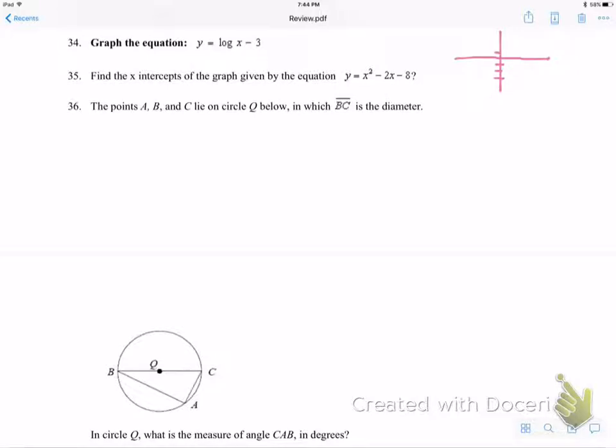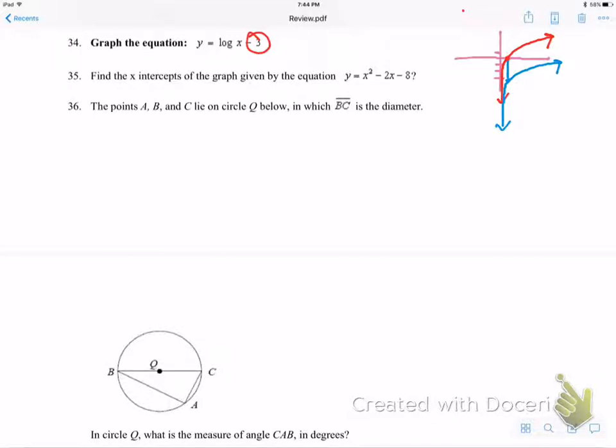Normally the log function has an ordered pair at 1, 1, or I'm sorry, at 1, 0. So it has a point right about here, if you can see that red dot. And it goes something like this. It's got a vertical asymptote at x equals 0. So this function, because of the minus 3, is going to move down 3 spaces from where it was. So instead of having an x-intercept at 1, 0, we're going to move that x-intercept down 1, 2, 3 spaces. And so it's going to be something like this.